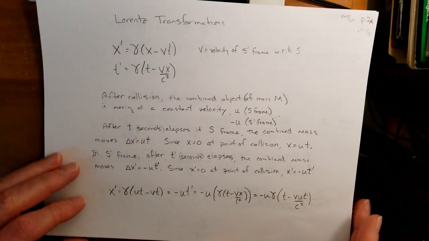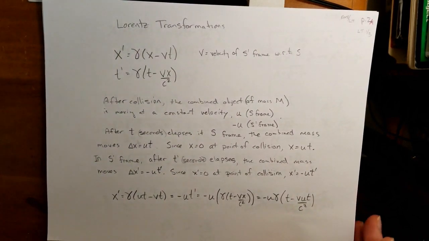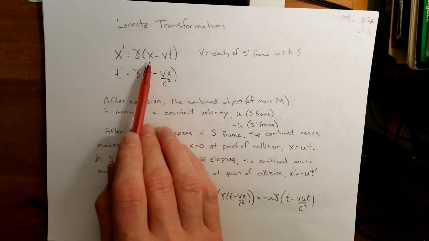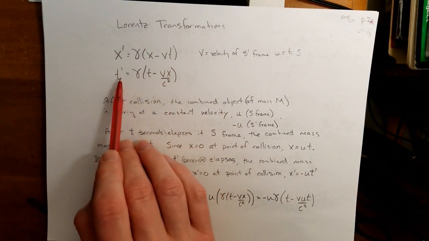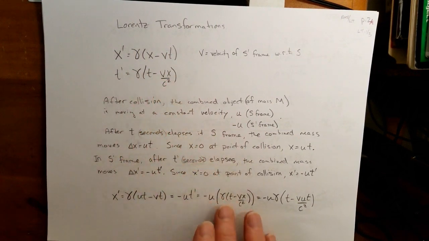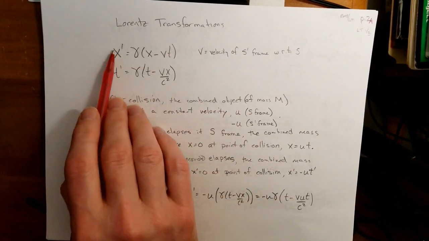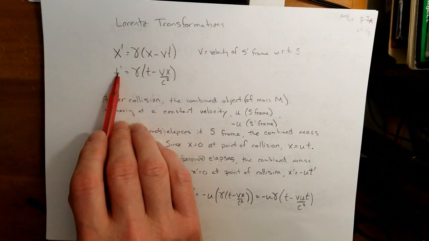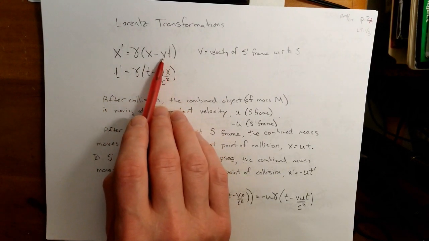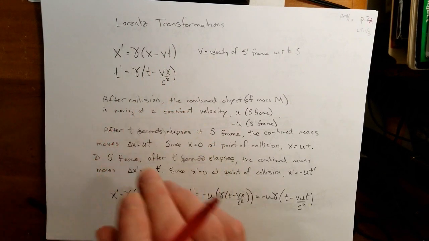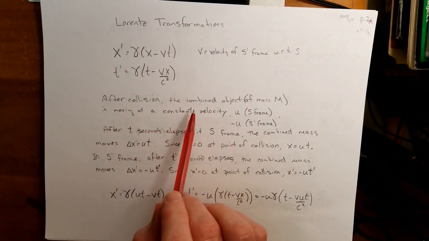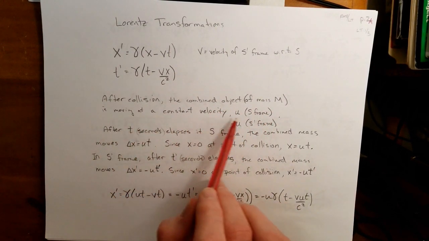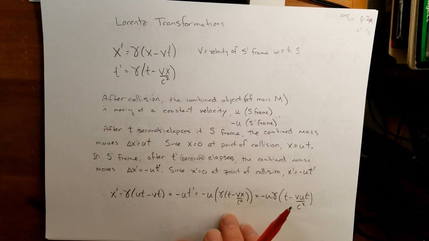Then we have the Lorentz transformations, and there are a couple of videos I've done on that, as well as other resources. We have the relationship between x prime and x, and t prime and t. The primed quantities are from the point of view of the frame where A is at rest, and x and t are from the point of view where B is at rest. After the collision, the combined object of mass M is moving at a constant velocity u in the S frame, or negative u in the S prime frame.